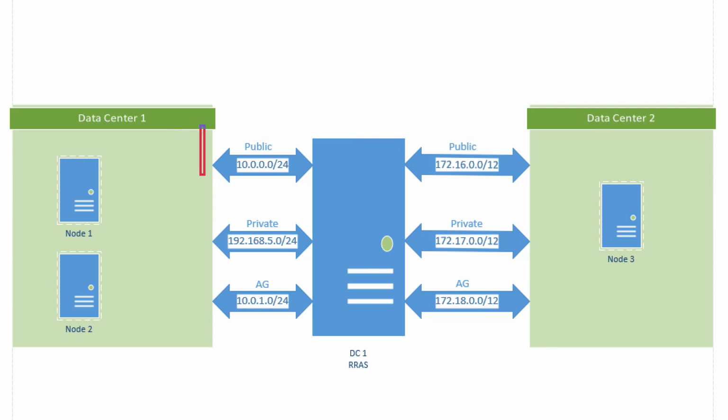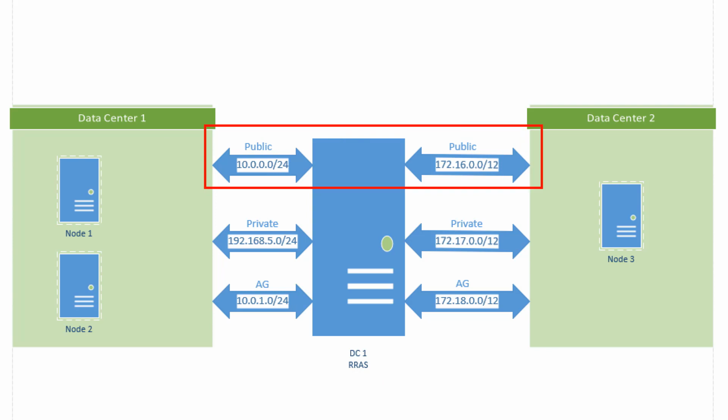Here's our first one. This is our public network. Now because node 3 is in a different data center, you'll notice that his subnet's different. He's sitting in a 172.16/12 network. All of these networks I'm using are non-internet routable ranges. Right, so this range here is a Class B range.